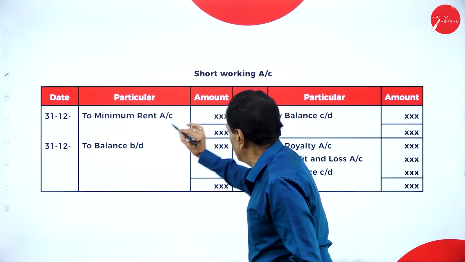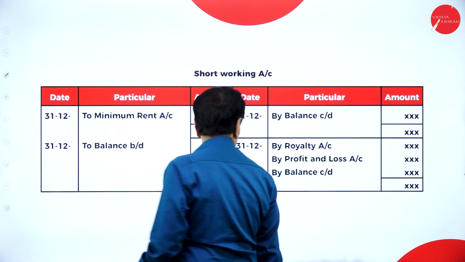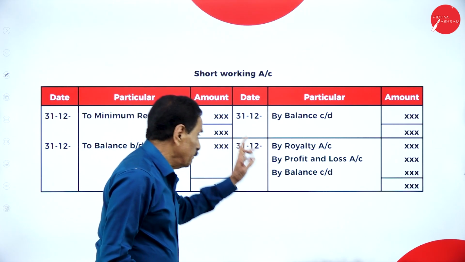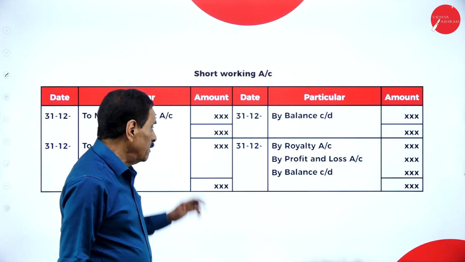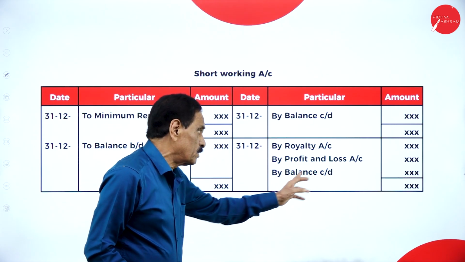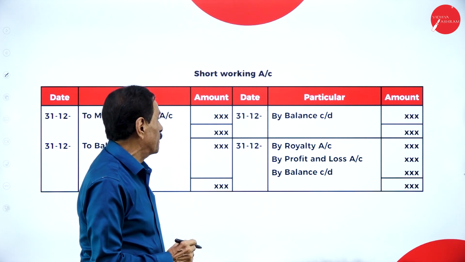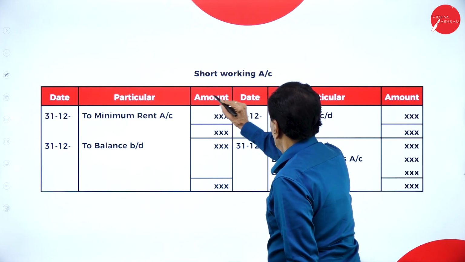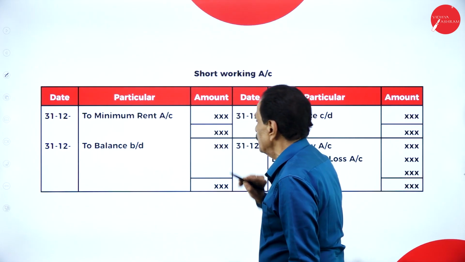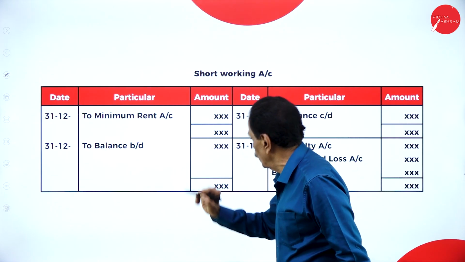Short working to minimum rent account, by balance carried down, to balance brought down. If recovered by royalty account, short working recovered, by P&L account, which is not recovered, by profit and loss account, the loss will be transferred. Remaining is balance carried down, next year brought down. So I will repeat: short working to minimum rent account, then by balance carried down, brought down the minimum rent.